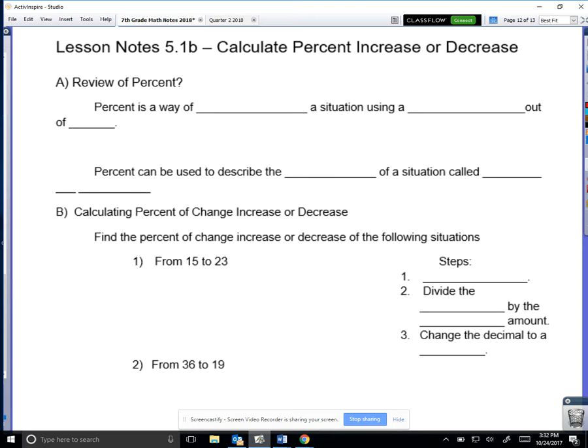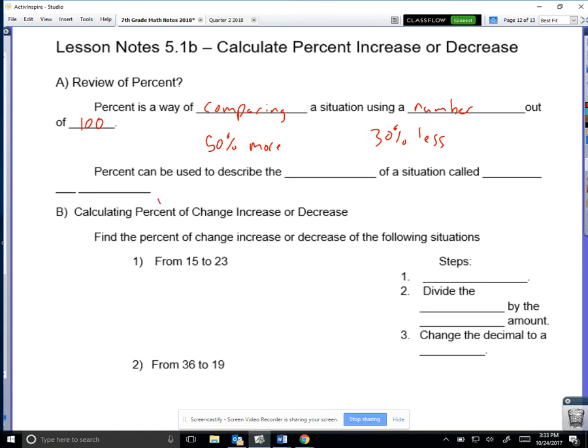So in my last video, I did a review of percent, and I said percent is just a way of comparing a situation using a number out of 100. Okay, it's just a way to describe a situation. Like you could say something was 50% more, that's one way to describe something, or you could say something was 30% less. Okay, that's how we use percents. It's just a way to describe what's going on, all right?